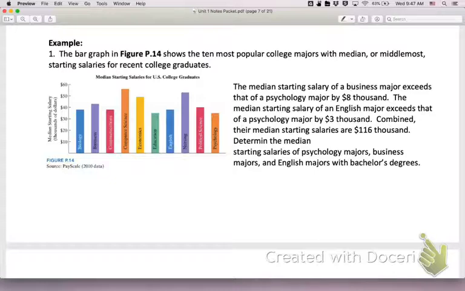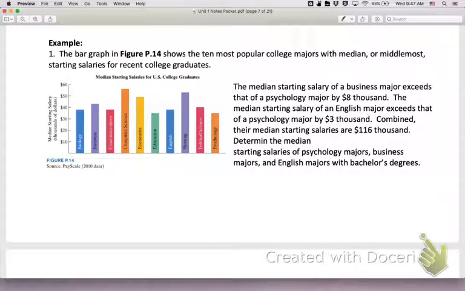So example 1 says the bar graph in the figure shows the 10 most popular college majors with their median, or middlemost, starting salaries for recent college graduates. The median starting salary of a business major exceeds that of a psychology major by $8,000. The median starting salary of an English major exceeds that of a psychology major by $3,000. Combined, their median starting salaries are $116,000. We want to determine the median starting salaries of each of these majors with bachelor's degrees.